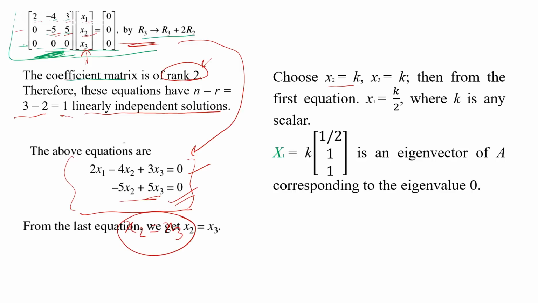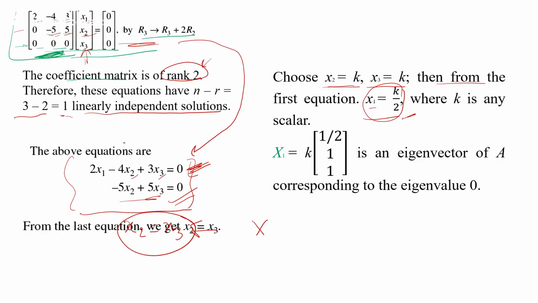So x3 is arbitrary, or x2 is arbitrary, say k, a scalar, so x2 is also k. Then from the first equation we get x1 is equal to k by 2. We have x2 is k and x3 is k, we get minus k, so we get k by 2. X1 is k by 2.